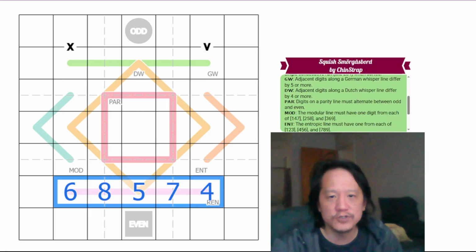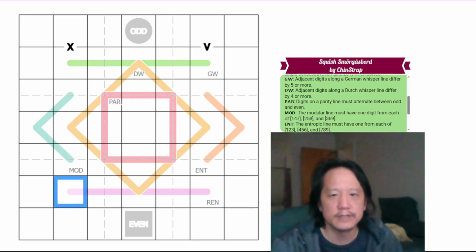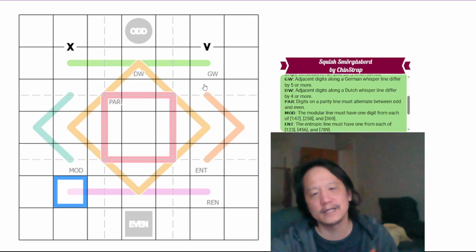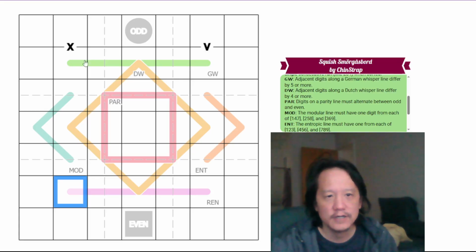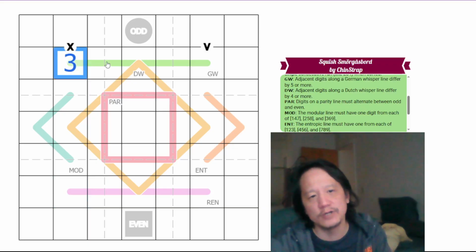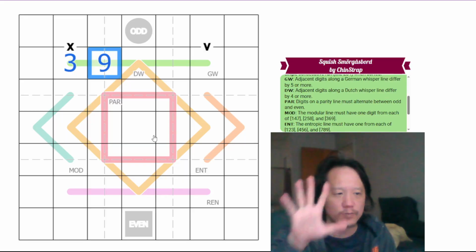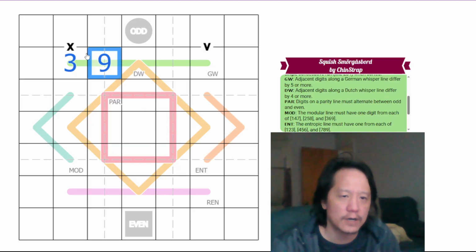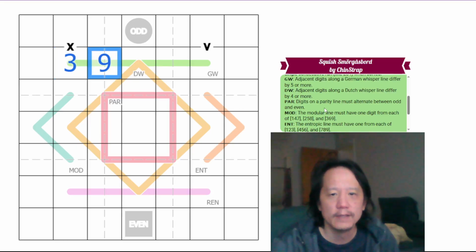We also have GW, or German whisper lines, where adjacent digits along a German whisper line differ by 5 or more, or as I like to call it, whisper 5 lines. So for example, if this were, say, a 3, this would have to be an 8 or a 9, because the only digits which are 5 or more away from 3 are 8 and 9. And that's an example of how whisper 5 lines work.